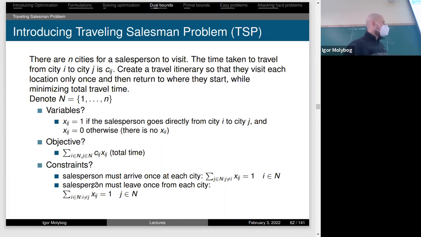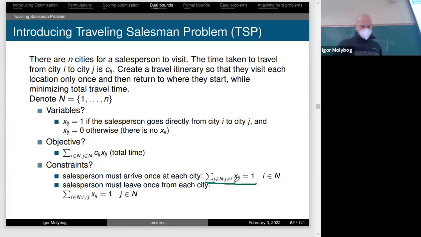The salesperson must arrive once at each city, which is represented with this constraint right here. So our summation over all j's of Xij's is going to be equal to 1, which means that, well, our edges here are actually arcs, right? They are directed. We are assuming that we have an arc that goes this way and an arc that goes this way, and we know that on our path, for each node I, there is a single arc inside our cycle that points into the node, which is what the first constraint is representing.